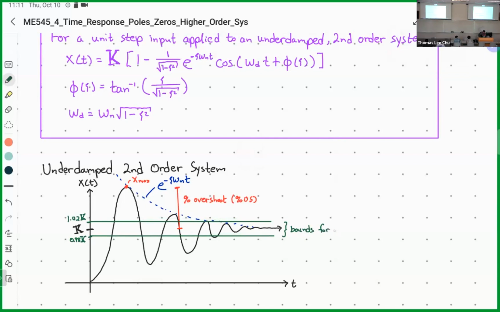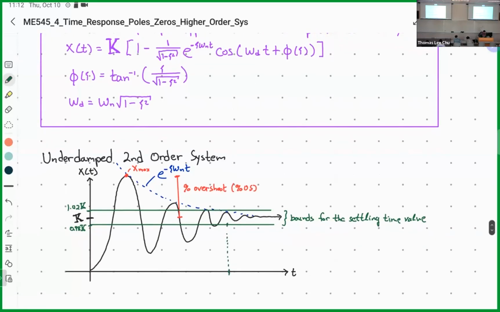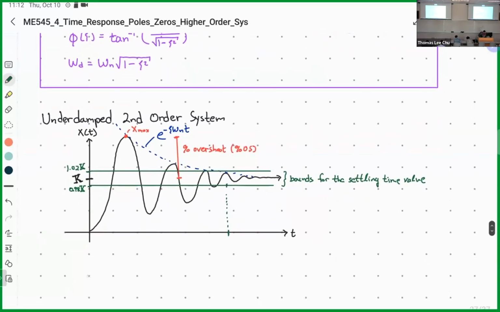This is the bounds for the settling time. Well, it's not the settling time, it's the settling time value, I guess. So we would say around this point here, roughly here, is where it's bounded. That's Ts. All right. Peak time will correlate with the maximum value.